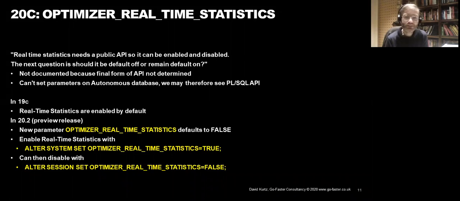In 20, there is a parameter to turn real-time stats on, which currently defaults to false. You can turn it on at database level, system level, and you can even disable this at session level. I don't think that's the final form, but I do expect some form of PL/SQL API to become available. And you may discover that in 20 it's not on by default, whereas in 19 you get used to it being there by default.